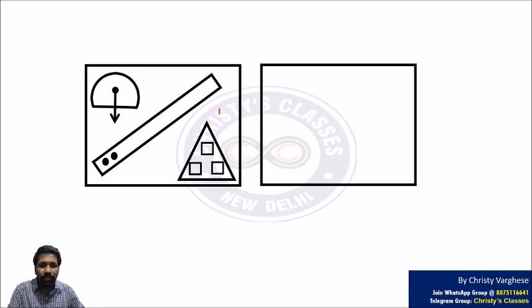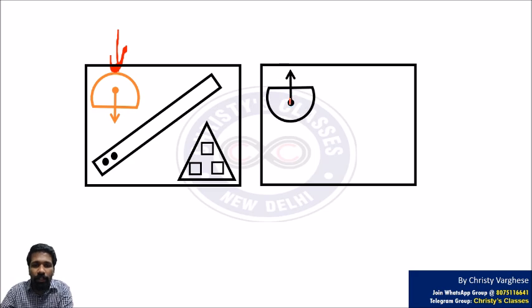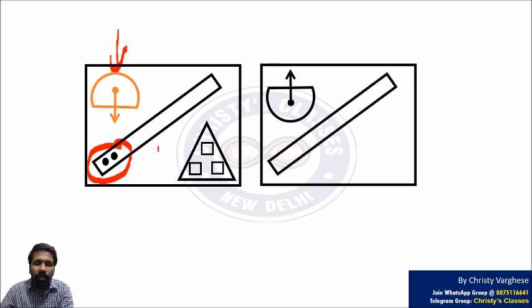Third and fourth picture, this is the third picture. From that you have to make the fourth picture. Semicircle downward, so definitely it should be semicircle upward in the missing picture. Two dots, it should become four dots because two doubled is four. And it should be in the opposite corner. So four dots on the opposite corner.